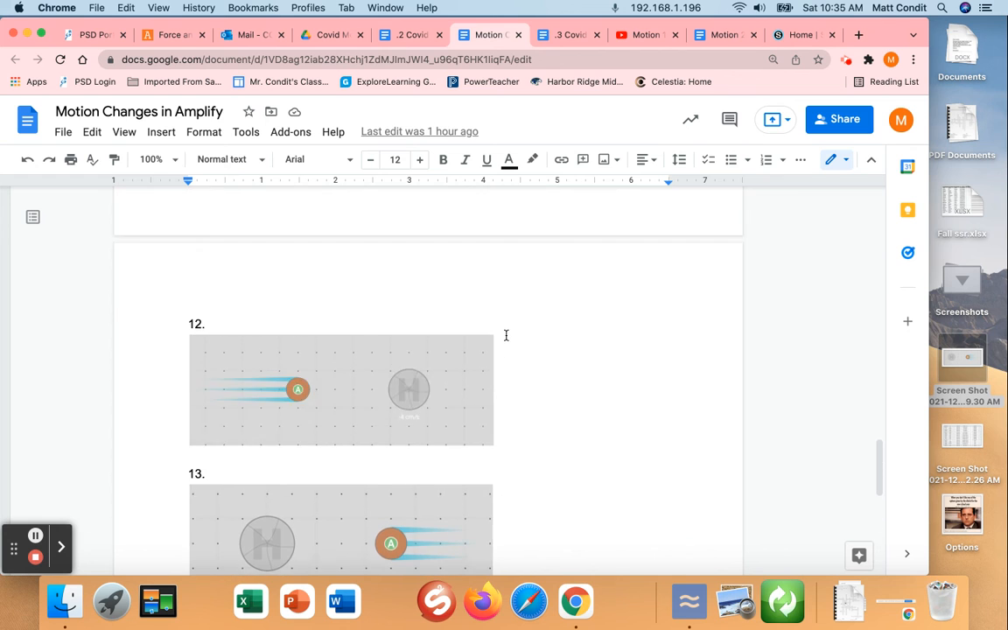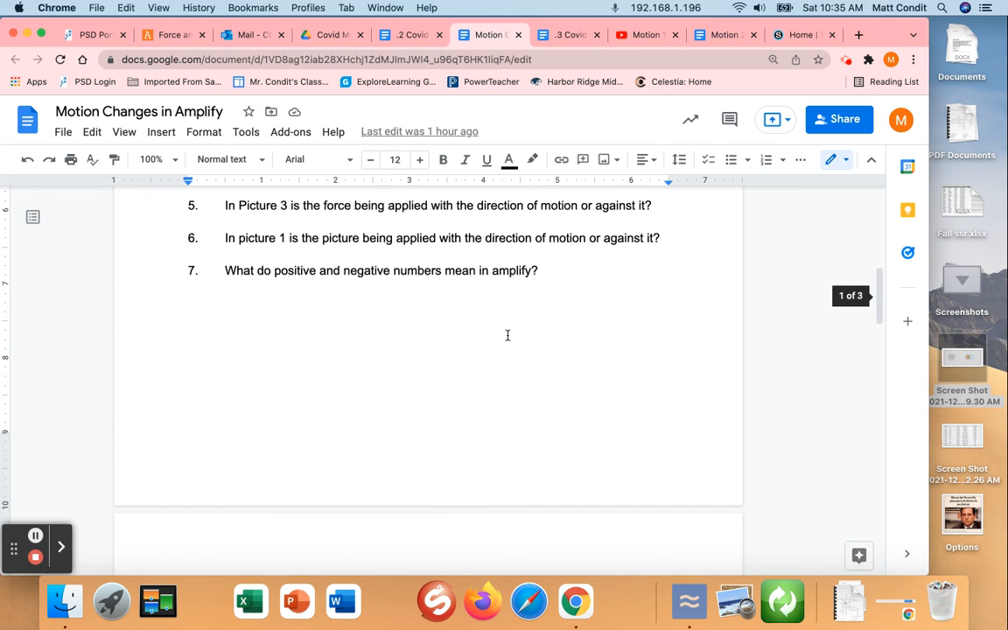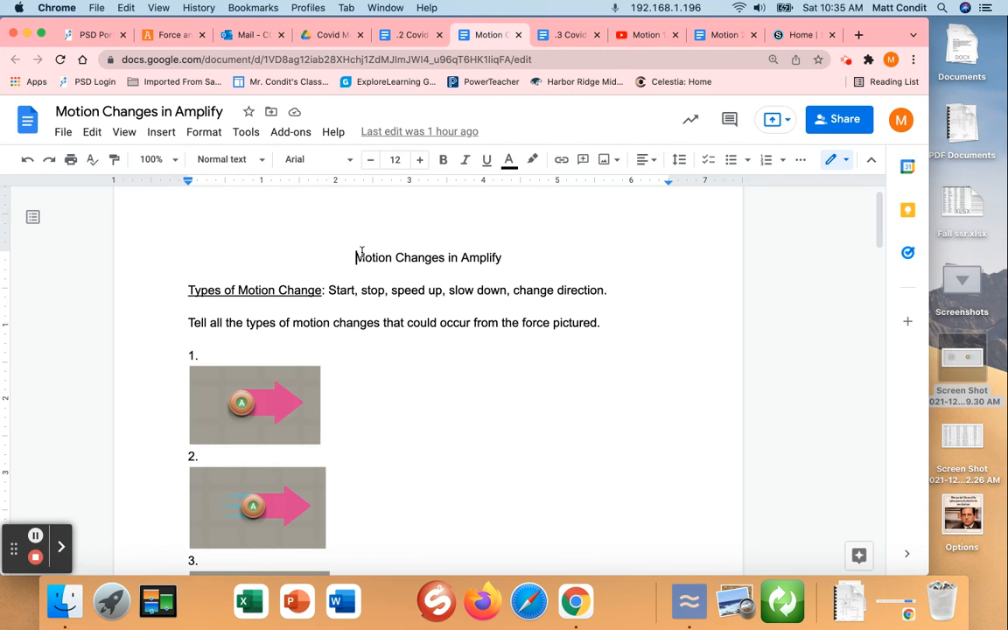We're not asking you for a number of clicks or anything like that. This whole thing is about our 5 types of motion changes: start, stop, speed up, slow down, and change directions.